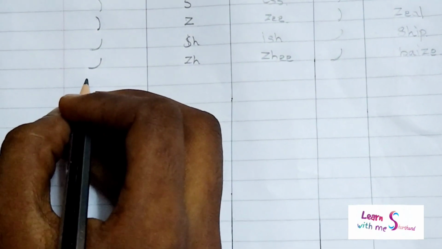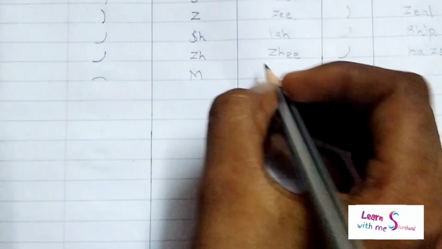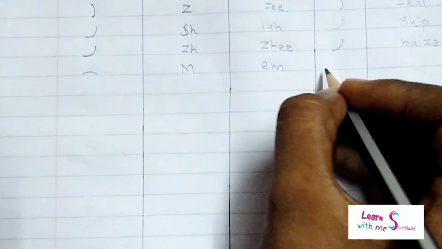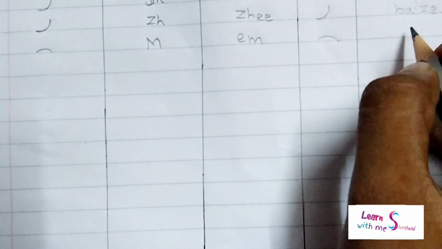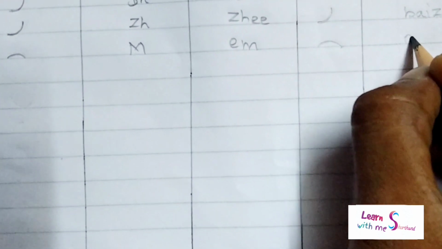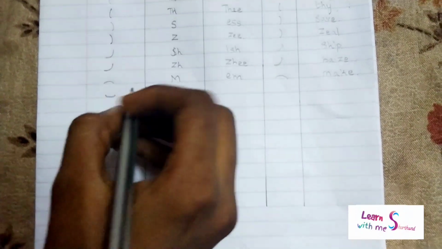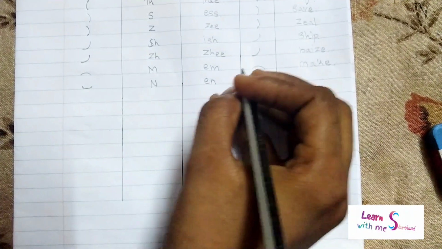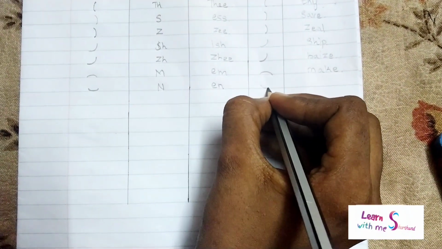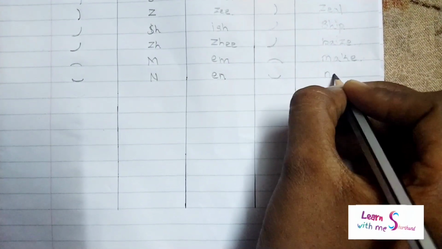The next stroke is M. The letter is M and the pronunciation is also M, and it is a horizontal curve towards upward. And the example word for M is make. The next stroke is N. The letter is N and the pronunciation is also N. The direction is a horizontal curve. Example word for N is net.